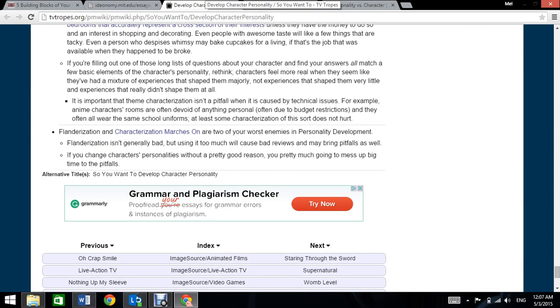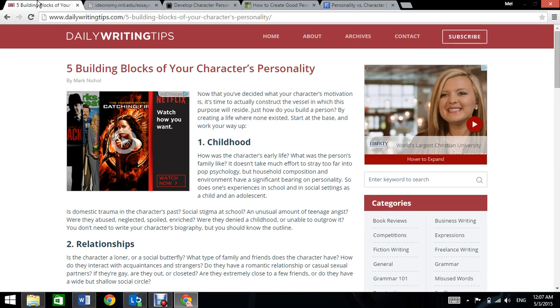Again, I just looked up character personality. I didn't look up traits for that one on Google, so yeah, you could do that. This one's the same thing. Daily Writing Tips. Cool. So, five building blocks of your character's personality.